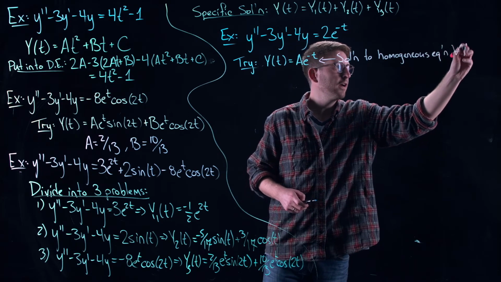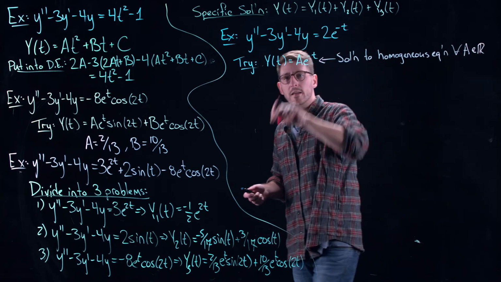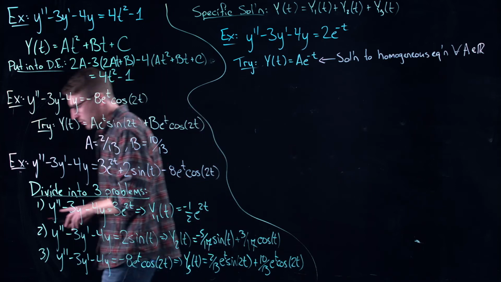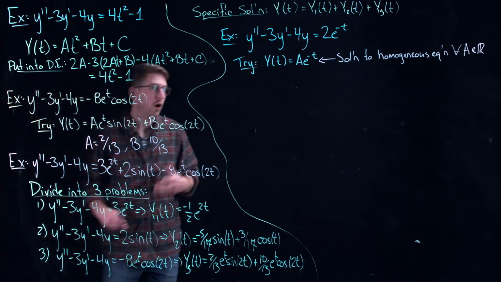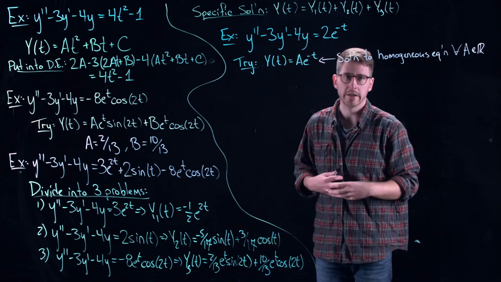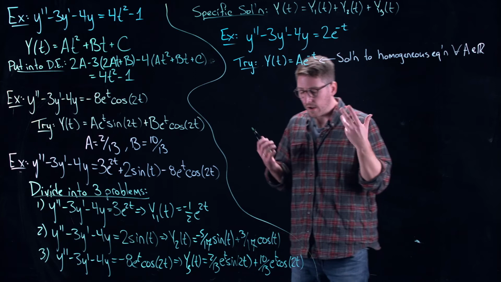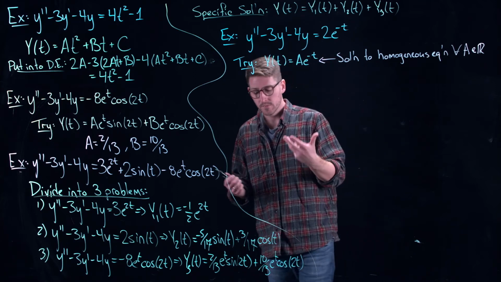For all values of a. So every time you put that thing into the differential equation, so L of y, you get 0. You can never get 2e to the minus t. You've got a problem here, right? So how do we overcome this?